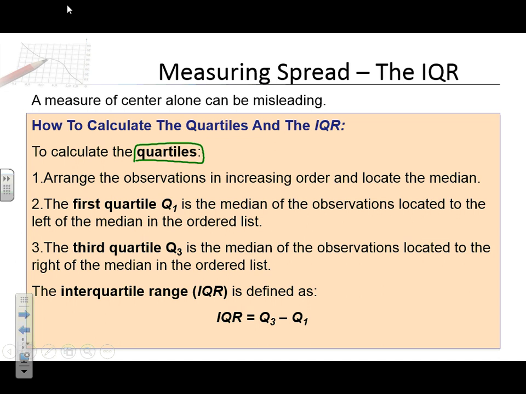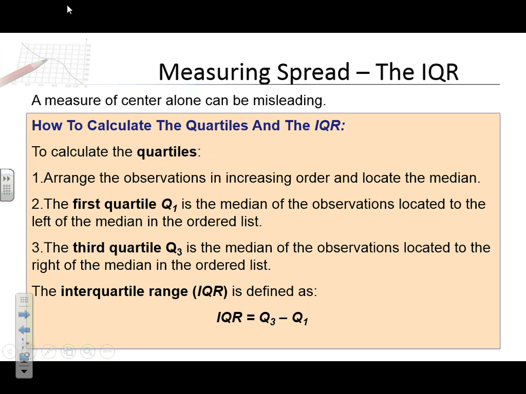So if we talk range by itself, range is max minus min. It's the difference between the largest and smallest value. Interquartile range is the range of the quartiles. What's the difference between the larger quartile and the smaller quartile? So Q3 minus Q1.